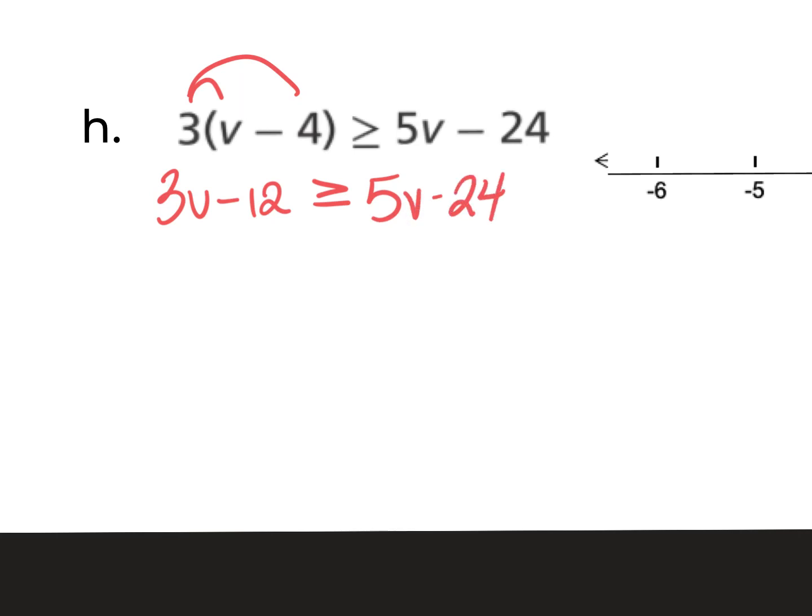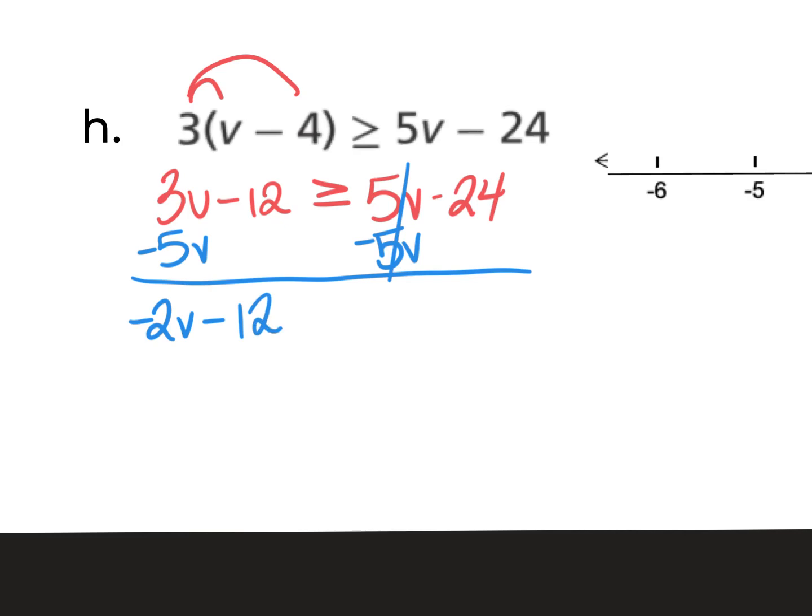Okay, so there are two different routes you could take. When you have variables on both sides, I should have mentioned this earlier, but you can get rid of either one of the variables. You can get rid of the 3v or the 5v, and your answer is going to come out to be the same. What I'm going to do is leave the variable on my left side, so I'm going to go ahead and get rid of my 5v. So I'm going to subtract 5v from both sides. Okay, when I do that, I'm going to be left with negative 2v minus 12 is greater than or equal to negative 24.